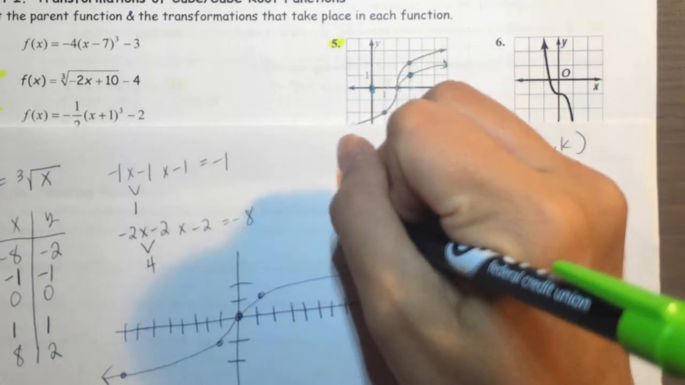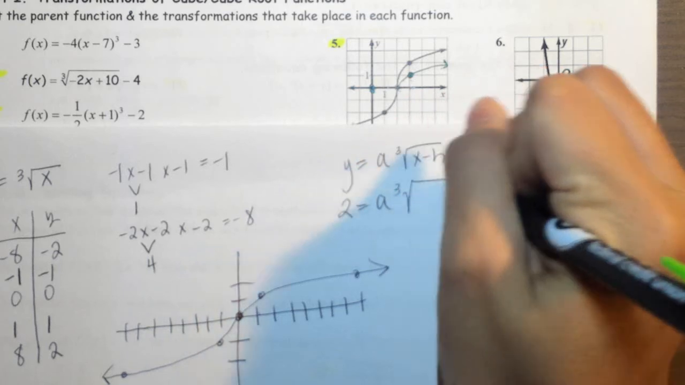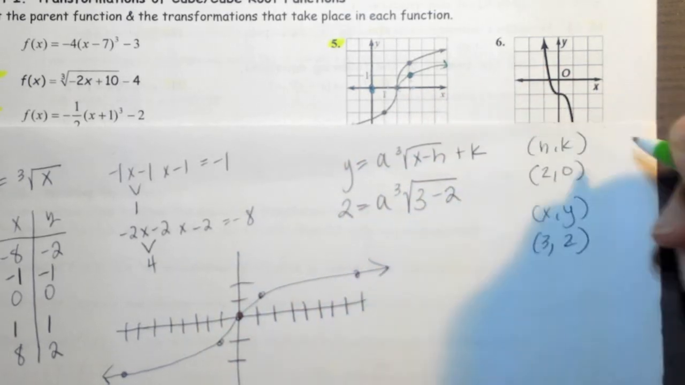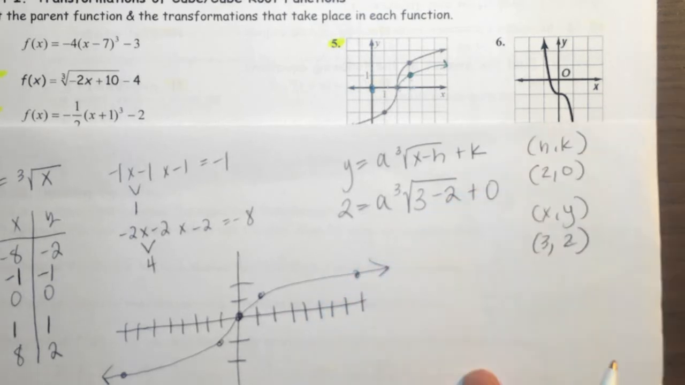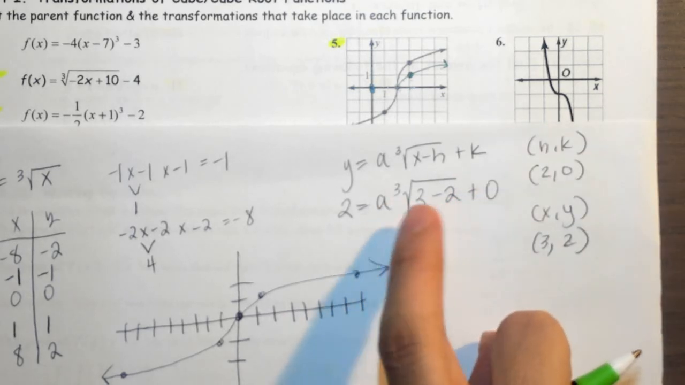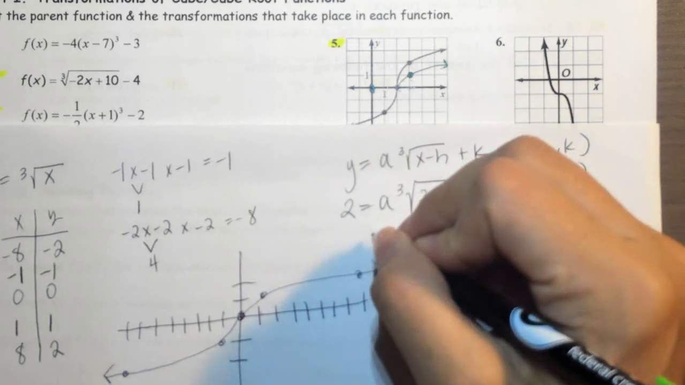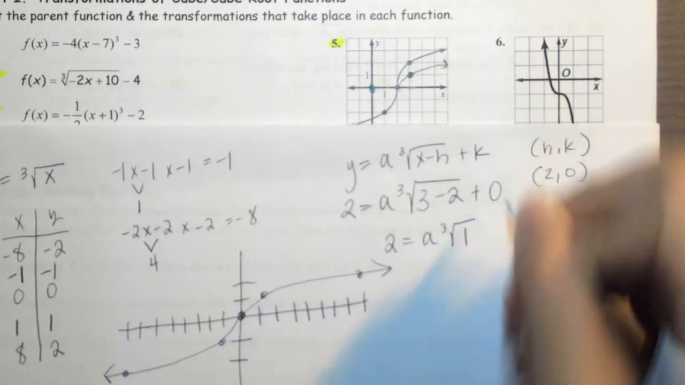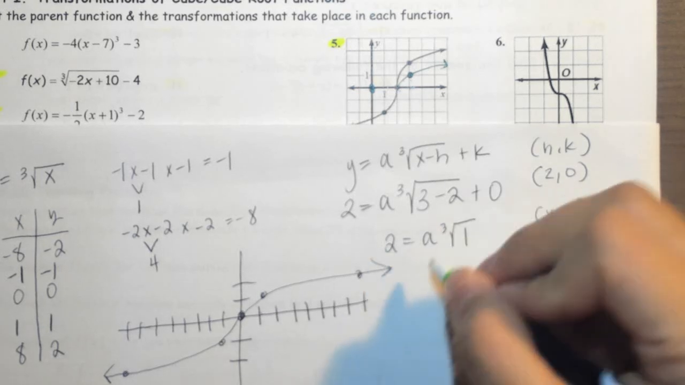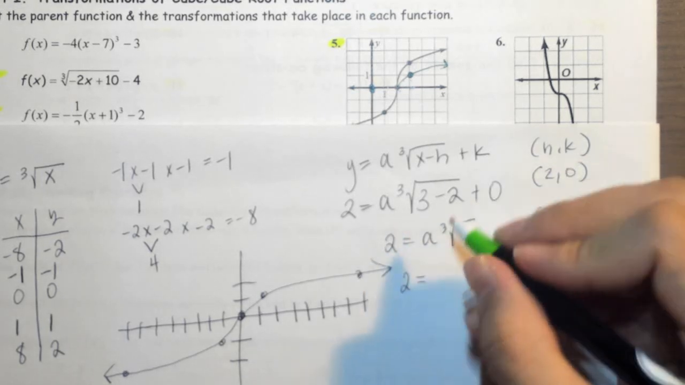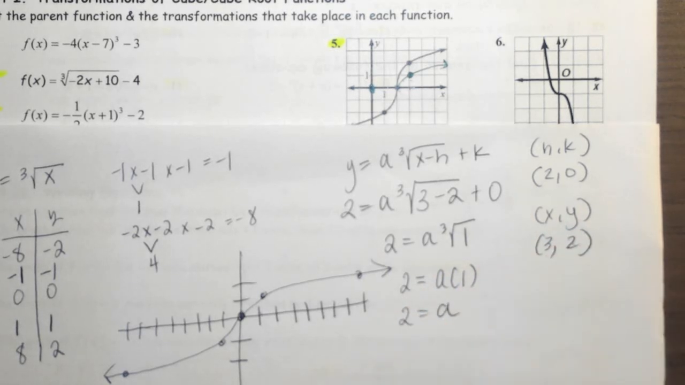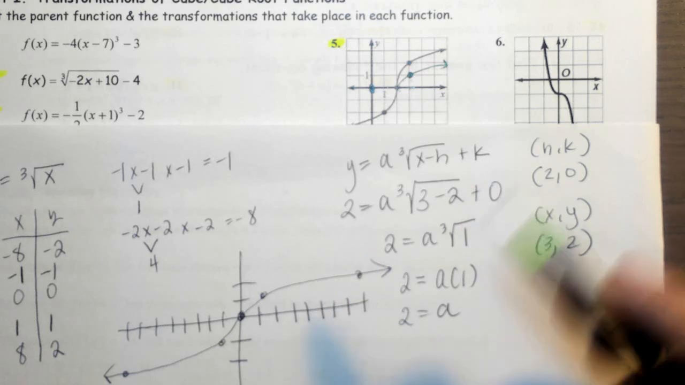So this is y is 2, a times the cube root, my x is 3, minus your h is 2, and then your k is 0. So right here I'm going to go ahead and simplify the cube root. 3 minus 2 is 1, so you get 2 equals a times the cube root of 1, plus 0, which goes away. The cube root of 1 is 1, because 1 times 1 times 1 is 1. And then we get a is 2. Ta-da! So there it is. Proved it algebraically, too, that our vertical stretch is 2.